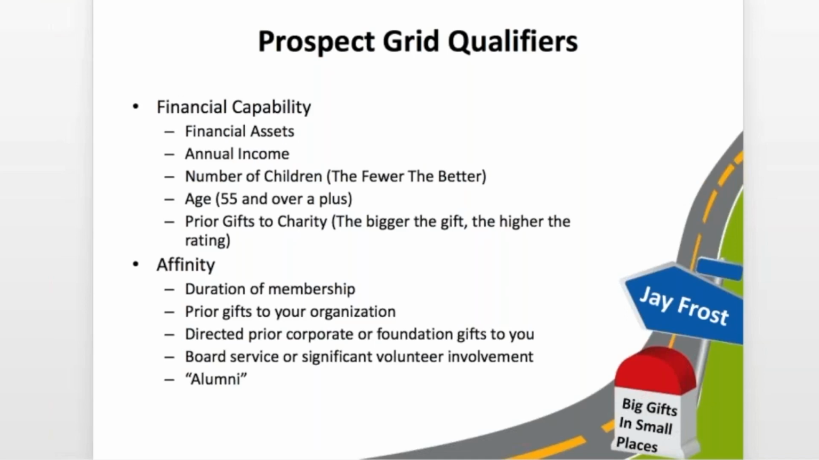And for those of us who have children, you know that when you have kids at home or even close to home, it can be costly. So that's what that means. Age 55 and over is a plus because people are thinking differently about their life at that stage, and they might have more money available to them, especially as they're thinking about their assets differently. And then finally, prior gifts to charity. The bigger the gift, the higher the rating. Absolutely. And that's why I mentioned dsgiving.com. It's a great place to look.